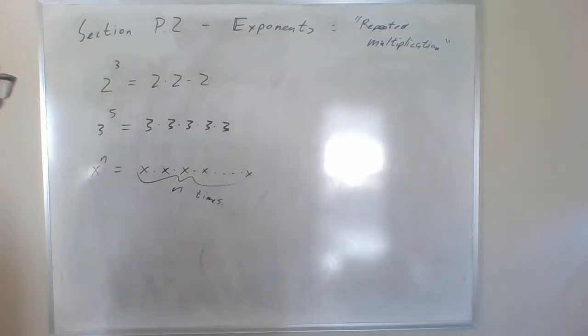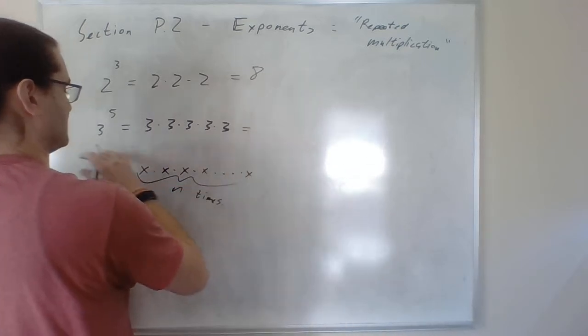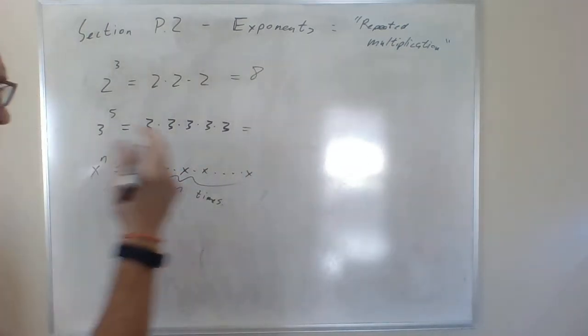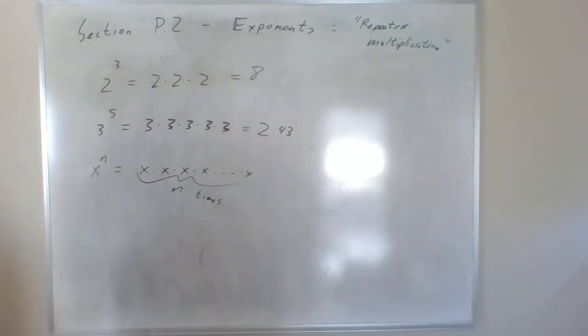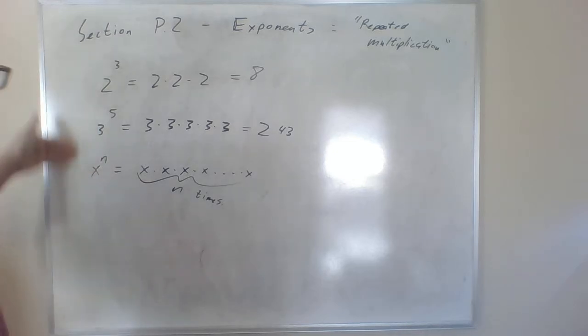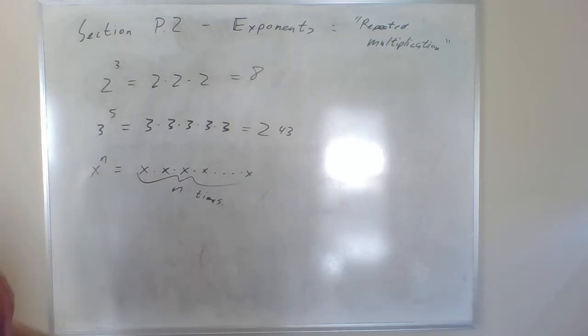So that's the basics. If you want to turn this into an actual number, it would be 8. And 3 to the 5th is 243, I think. I might be wrong about that. Double check that. So that is the simple introduction of what exponents mean.